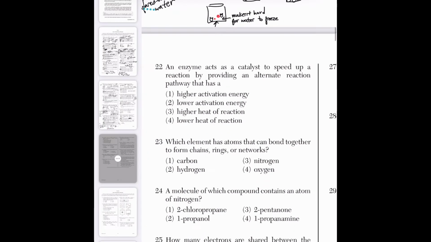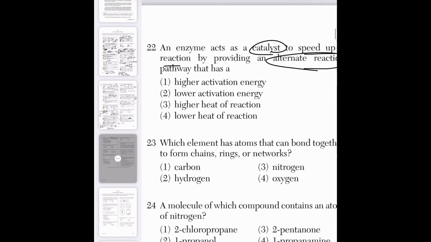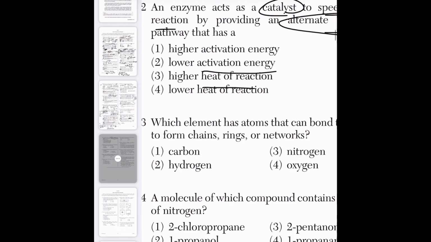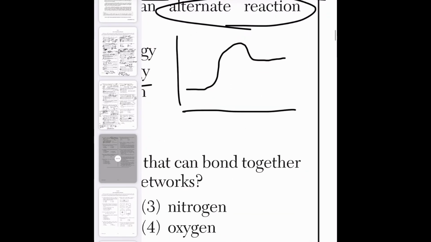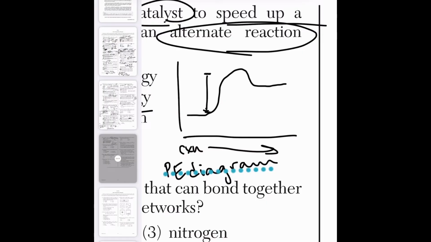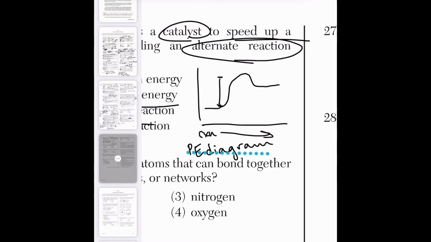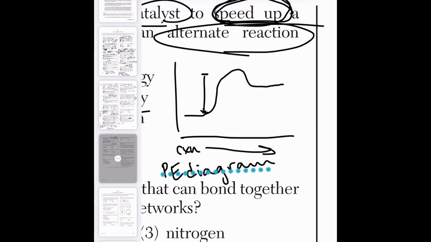An enzyme acts as a catalyst to speed up a reaction by providing an alternate reaction pathway. So heat of reaction actually has nothing to do with this. This is a potential energy diagram. This is the energy barrier that the reactants have to overcome. By speeding up a reaction, you would make this energy a little less, to make it easier for the reactants to overcome the energy barrier. So this might be what a catalyzed one looks like.